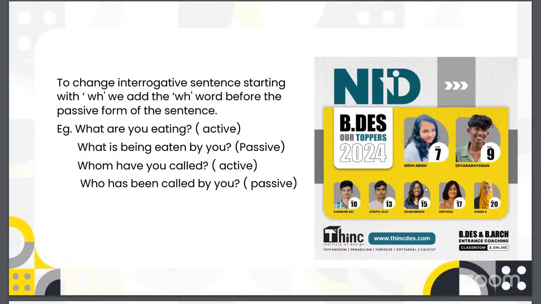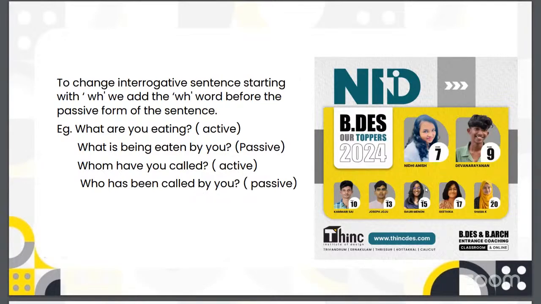Because it is present continuous tense. What are you eating is present continuous tense. So what is being eaten? Being shows that it is continuous tense. Is shows that it is present tense. And eaten, that is a past participle of the verb eat. So what is being eaten by you?